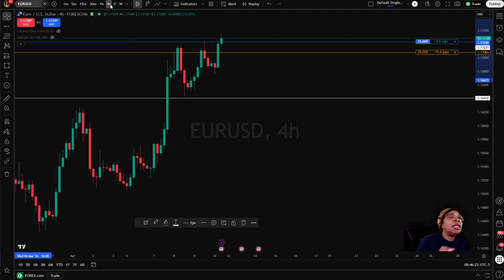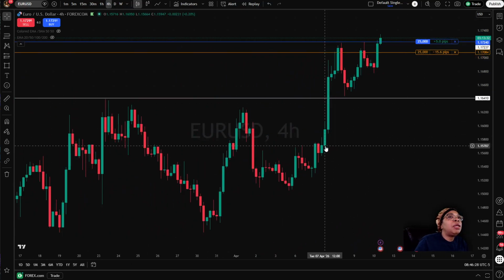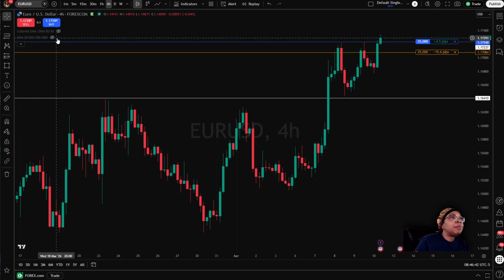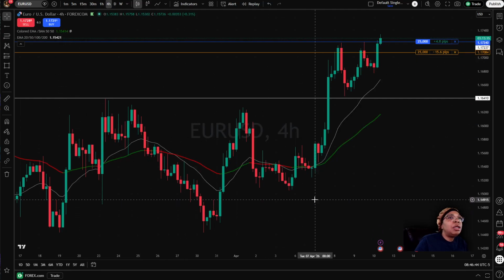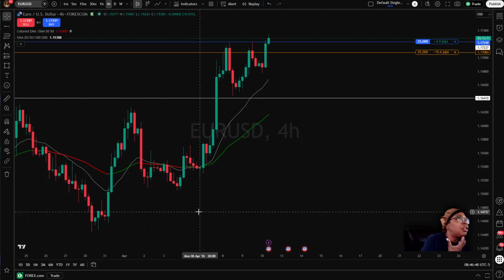I typically look at the daily time frame for my bias. I always zoom in to the 4-hour time frame to see actually what the market is doing. And as you can see, it is trending upwards. I used my moving average. This is the 20 EMA as well as the 50 that I currently use to just confirm. I use a lot of my moving averages to confirm.